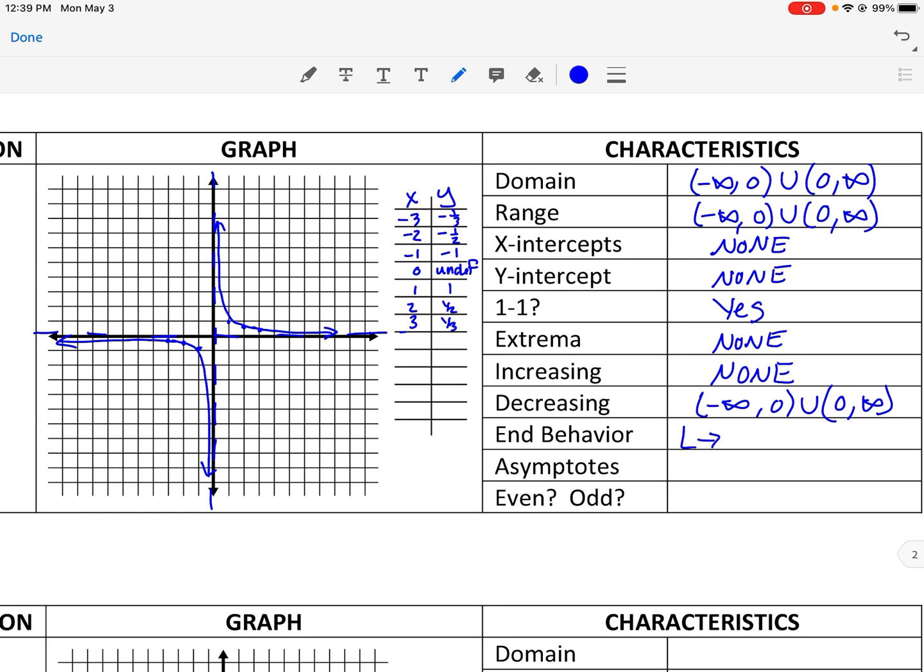End behavior, the left side goes to 0. It doesn't go up or down, it's getting closer and closer and closer to 0. And the right side also goes to 0. It's getting closer and closer and closer to 0. Asymptotes, we have x equals 0, so that's our y-axis, and y equals 0, which is our x-axis. Even, it is not symmetric on the y-axis. Odd, if I flip it upside down, it is the same, so this is an odd function.